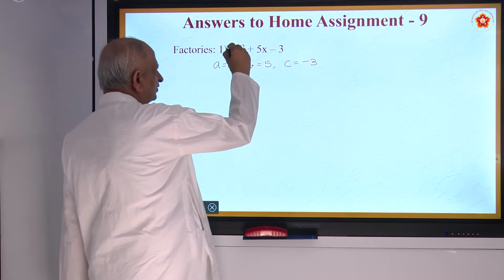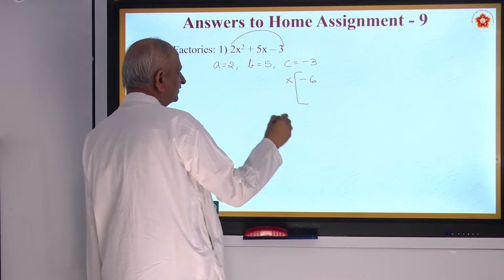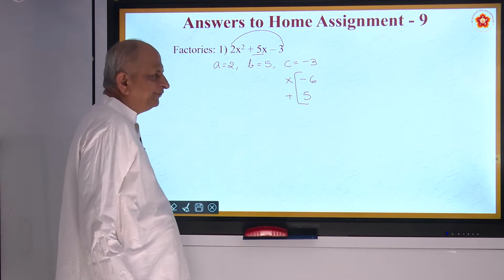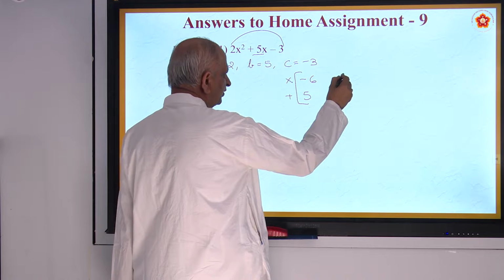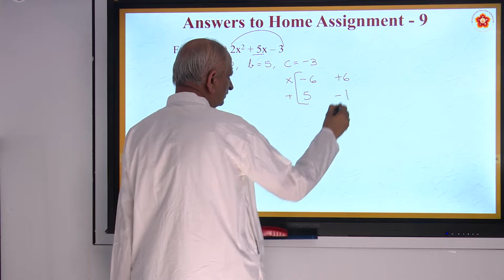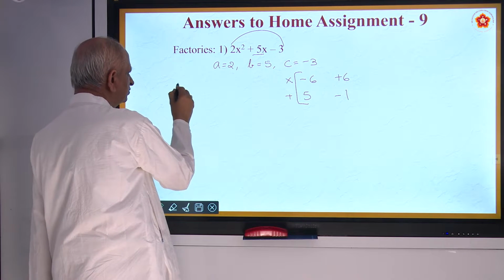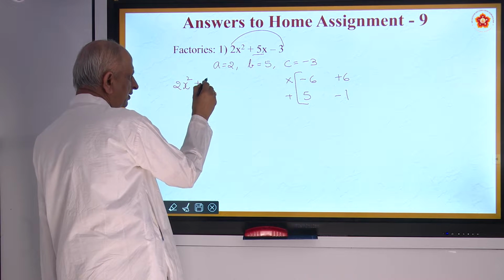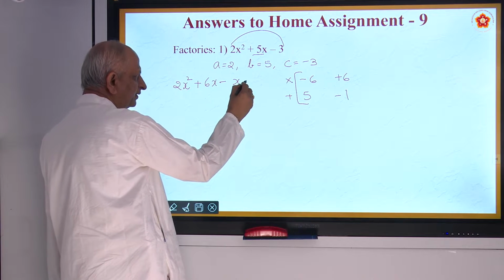So on product you must get how much? On product you must get minus 6. On addition you must get 5. How to get 5? And it must be plus. So 6 ones are 6. So write plus 6 and minus 1. They give 5. So bring it here. So the given expression becomes 2x square, come on, plus 6x minus x, 1x means x, minus 3.